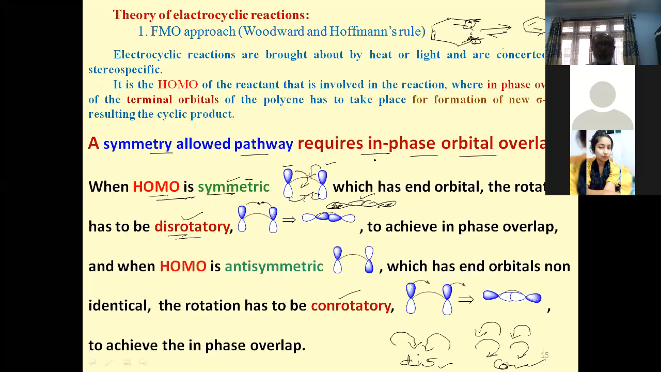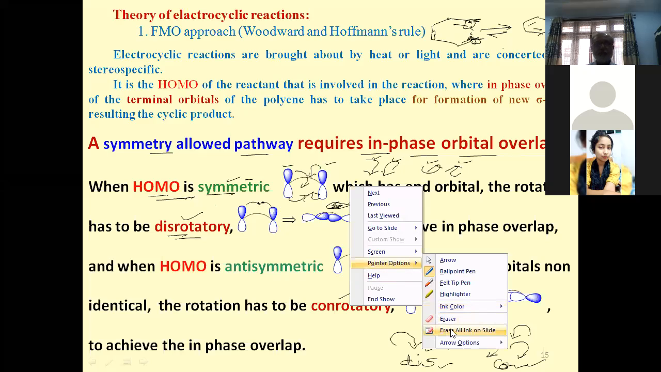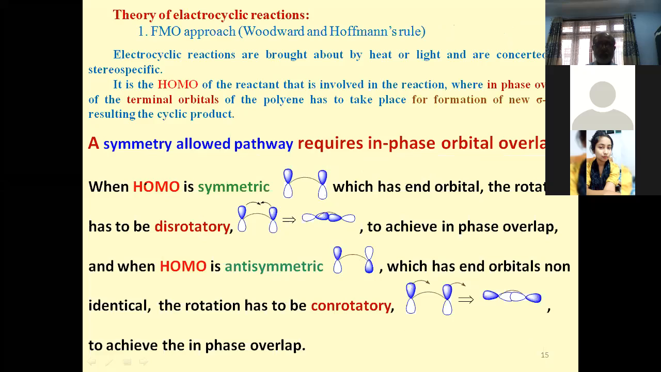So it is not only this way and this way. It can also be this way and this way. That means if one is clockwise, the other one will be anti-clockwise, and if this is anti-clockwise, this will be clockwise. So both ways, any one of these will give the same phase overlapping, which is going to form a bond.